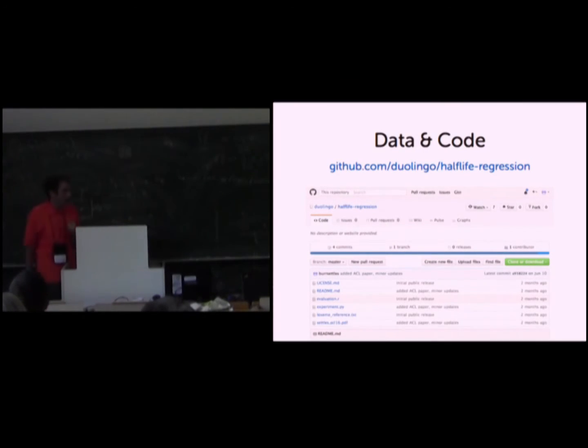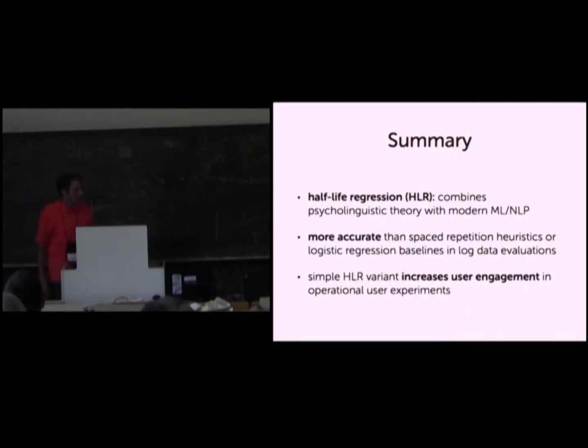So data and code are available from Duolingo's GitHub page. And to wrap up, I talked about the great work at Duolingo using half-life regression that combines classic psycholinguistic theory with modern machine learning and NLP. And that was applied to a real-world language learning setting with millions of users.